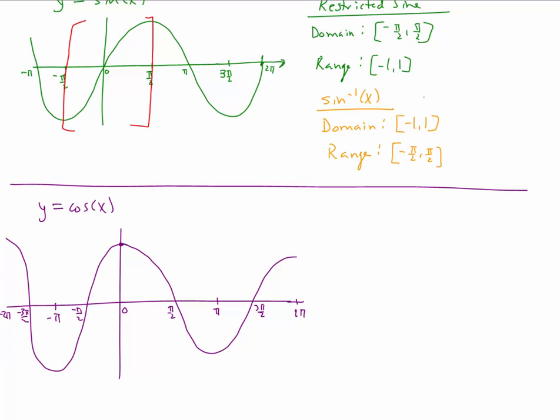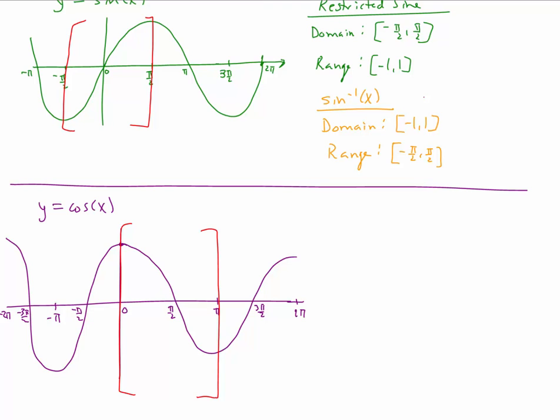So if we restricted this between negative pi over 2 and pi over 2, just like we did with the sine curve, you can see it won't pass the horizontal line test, so it doesn't have an inverse over that region. So what we're going to do is restrict the cosine function between 0 and pi, and then you can see that it does have an inverse because it passes the horizontal line test on that interval.